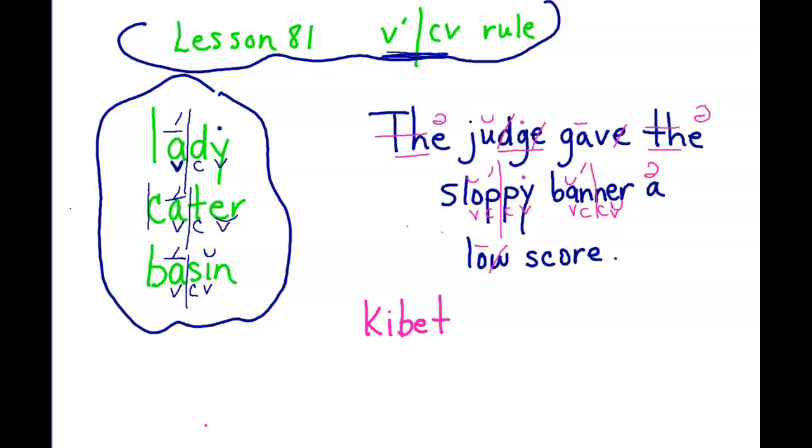And we have a long O sound. Score. The C has a K sound, so we're going to do a K back. OR, put an arc, long O, cross out E.